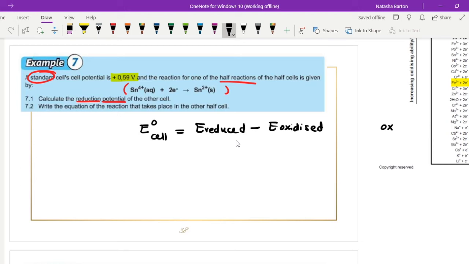So we need to see if the substance given to us is oxidized or reduced. It goes from a charge of positive 4 to 2 positive, right? Since we go from a more positive to a less positive, it means that electrons were gained. When electrons are gained, it means the substance is reduced. So this substance's value is going to go here at E reduced.